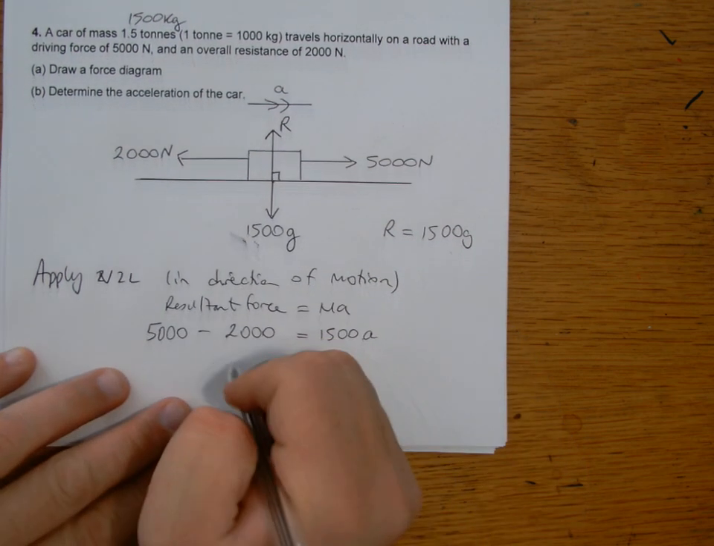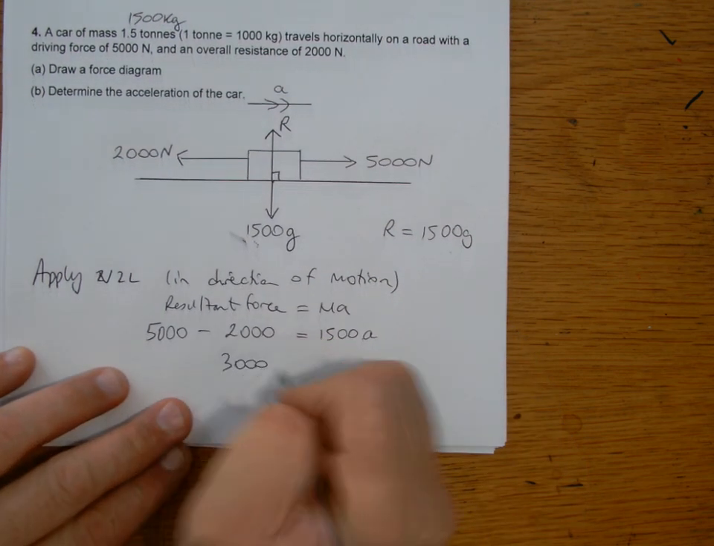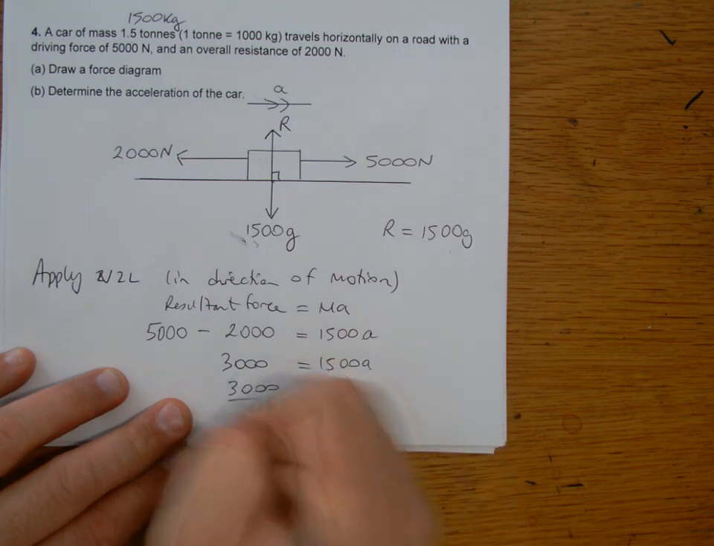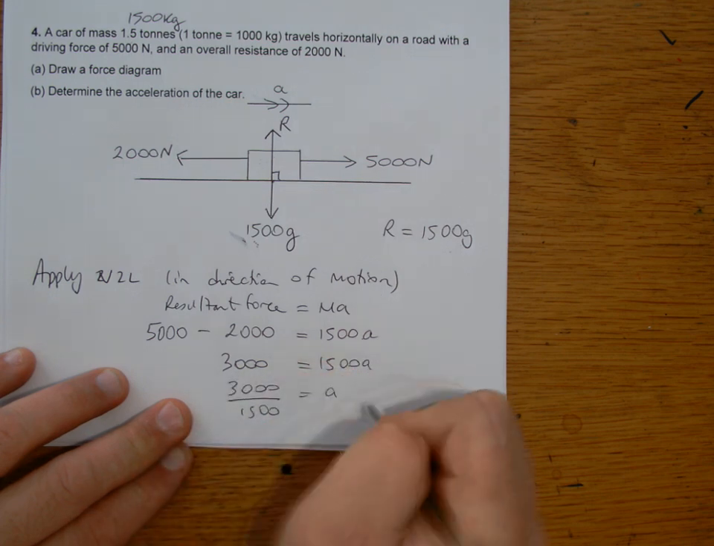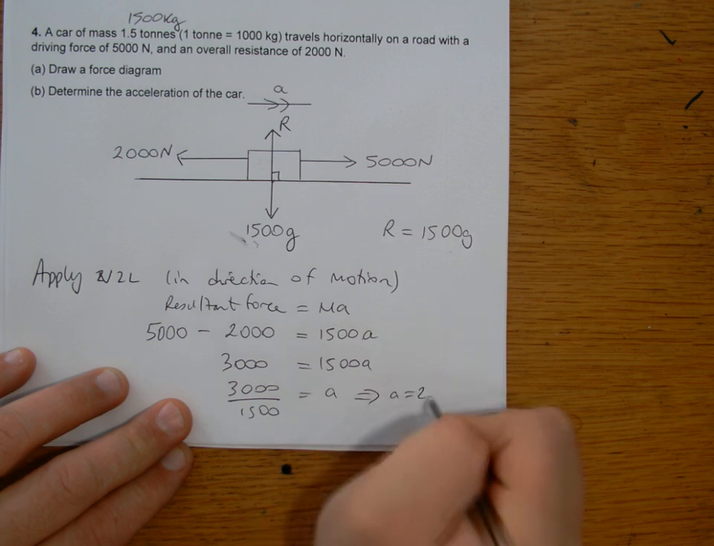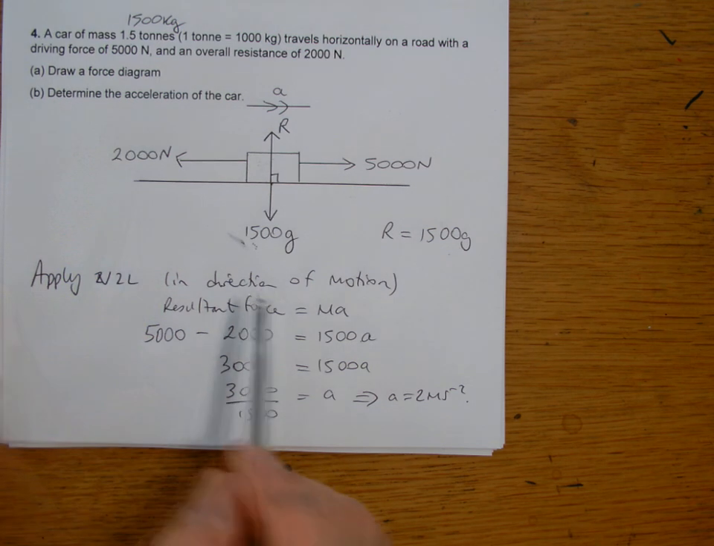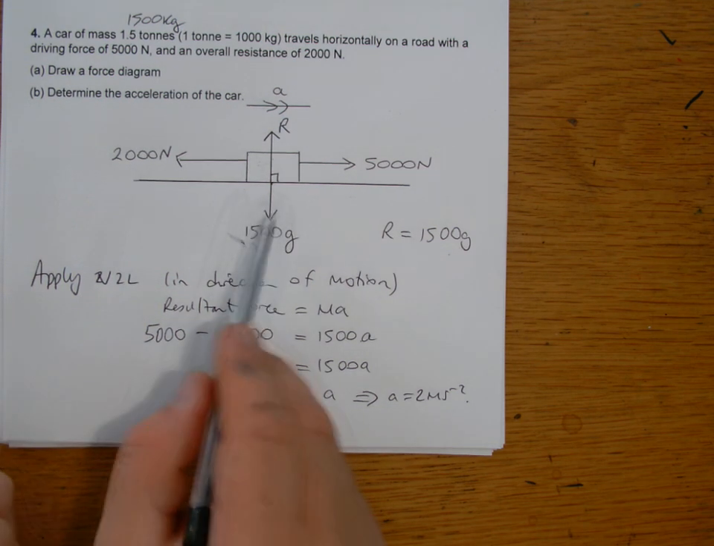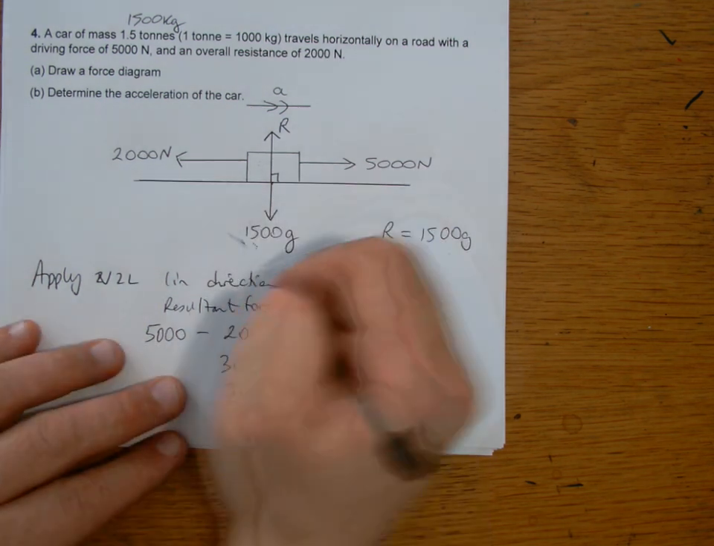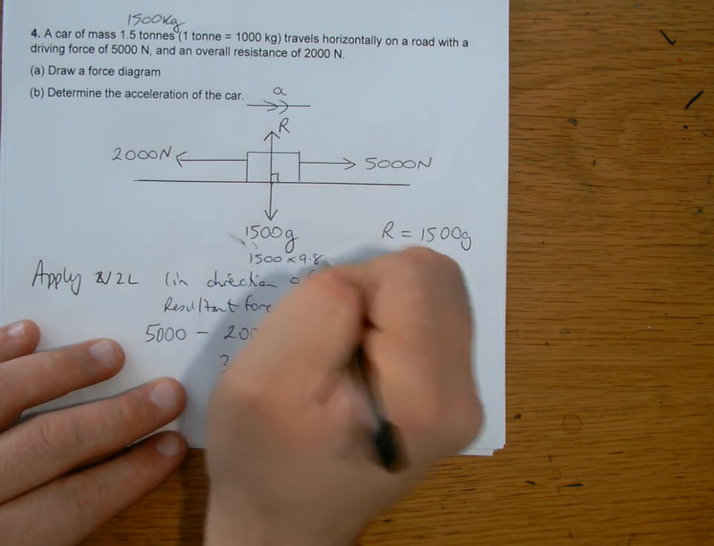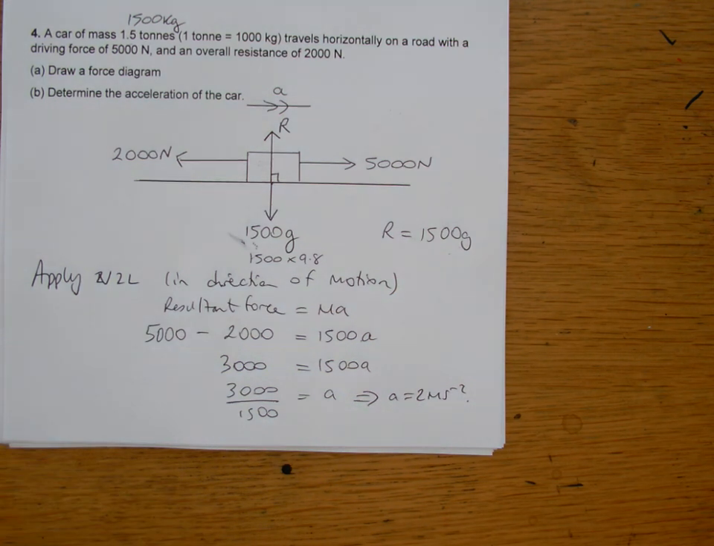So this turns out to be 3,000 equals 1500A, and then we just divide by 1500 to get our A, and that means our A is 2 meters per second squared. They don't ask for it in this question, but if they asked us to work out the weight of the car, then you would do 1500 times 9.8, and you would get the weight of the car. But they haven't asked it here. We were just interested in determining the acceleration.